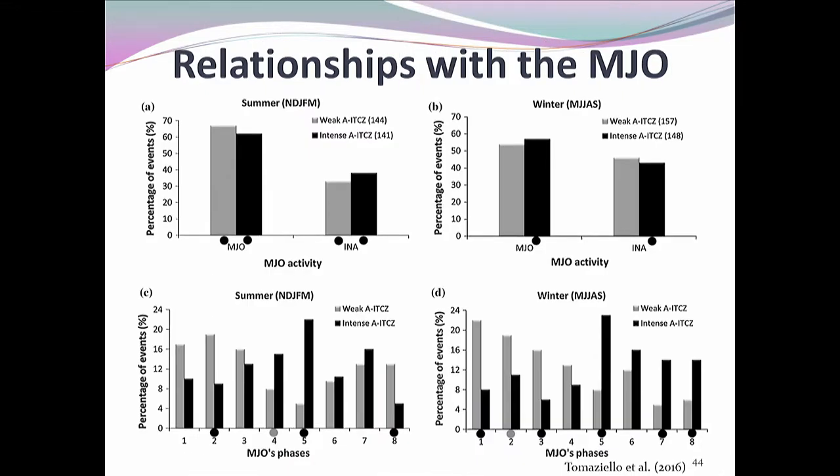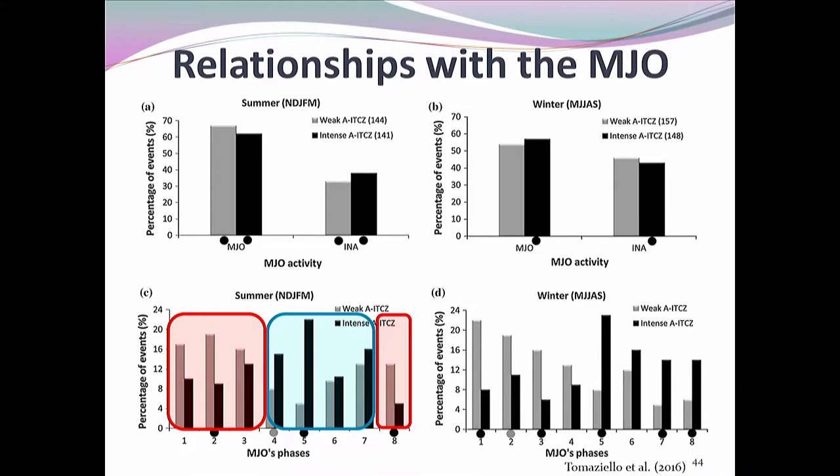Then in the upper panels here, we see a statistic of the intensification and weakening of the ITCZ during MJO events and during the inactive phase of the MJO. The black column is for intense events and the gray is for weak events. Then you can see there are more events occurring during the MJO activity, but we have some events for summer and winter that occur during the inactive phase of the MJO.